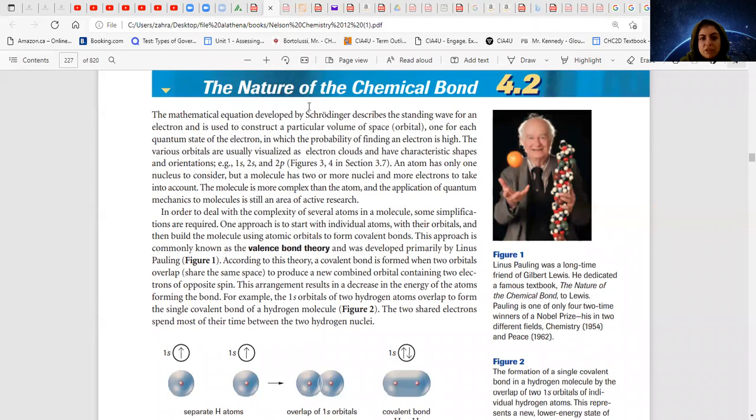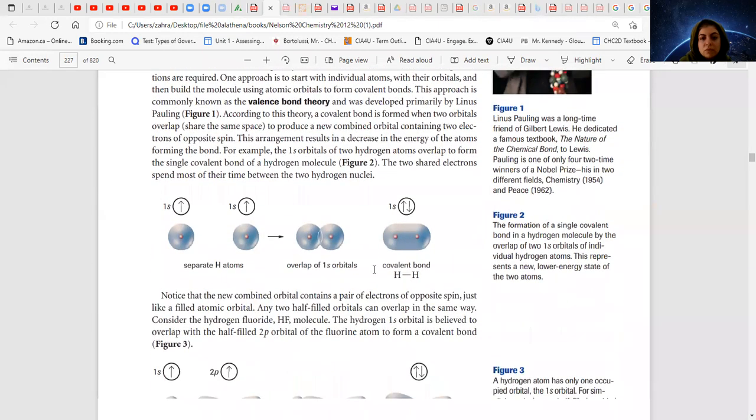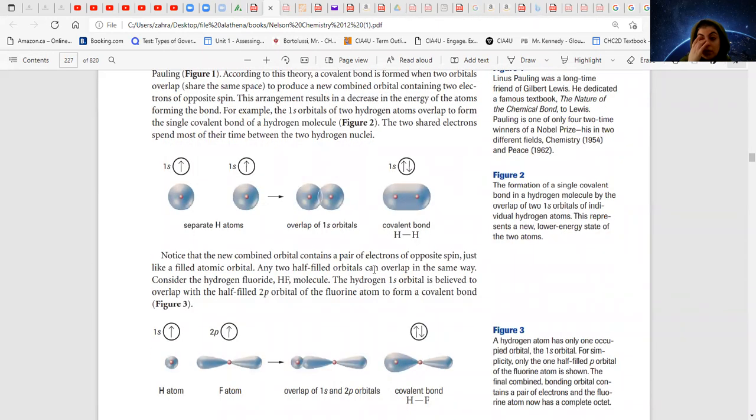Okay, 4.2, the nature of the chemical bond. We know that the location of this electron is not specifically known to scientists. They use the cloud of the electron. For example, hydrogen has one electron, so it's the nucleus and the cloud of electron is like that. The electron is going to be in the 1s orbital, since you have one electron.